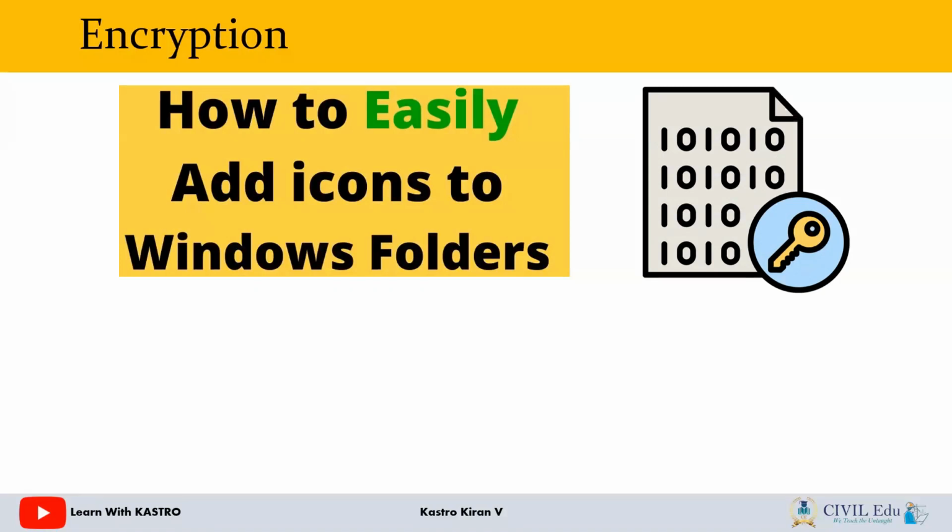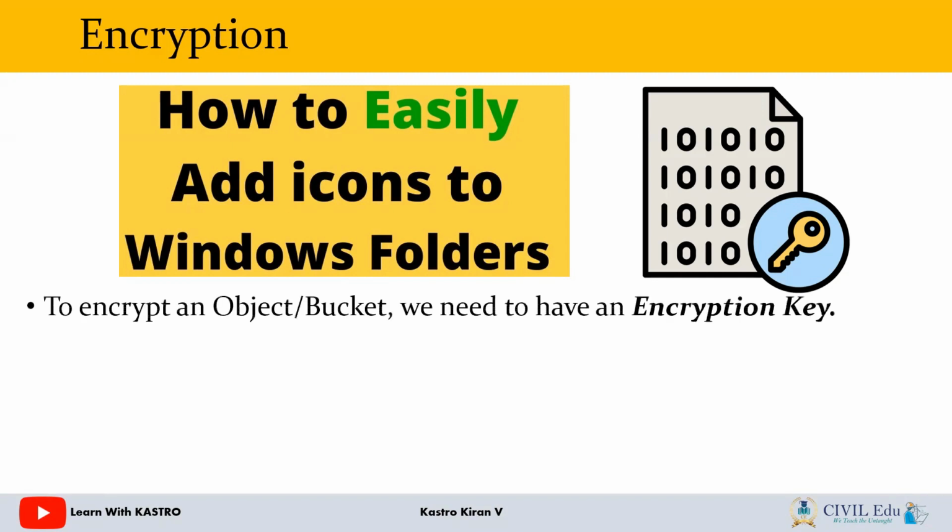So encryption is nothing but conversion of human understandable language into non-understandable language, either by machines or by humans, is known as encryption. Now, to do this encryption, anytime we need one key, and that key is known as encryption key. Without encryption key, it is not possible to encrypt a data or to decrypt a data. So to keep it simple, to encrypt an object or a bucket that is available in the S3 service, we need to have an encryption key.